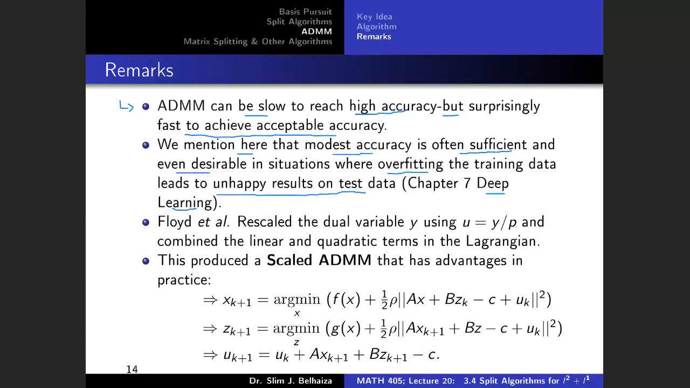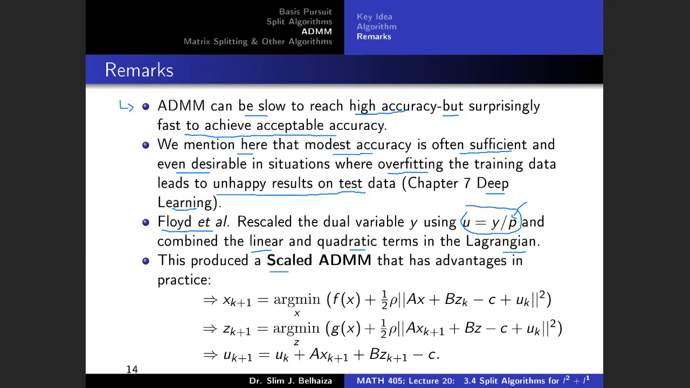In fact, Boyd and co-authors did some improvement to the ADMM algorithm. They used a new variable they called u, which is equal to y divided by rho. Okay, this should be rho. To rescale the dual variable y using u equals y divided by rho, and combine the linear and quadratic terms in the augmented Lagrangian just seen. And this produces what we call the scaled ADMM version of the ADMM, which has many advantages in practice.